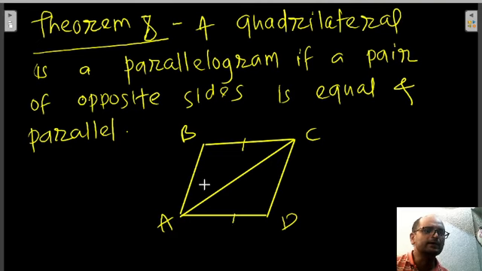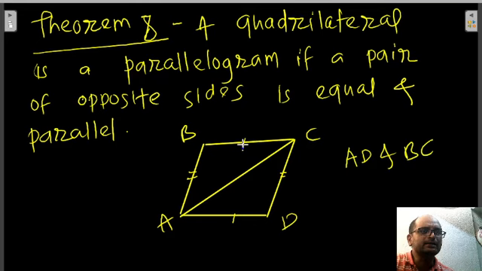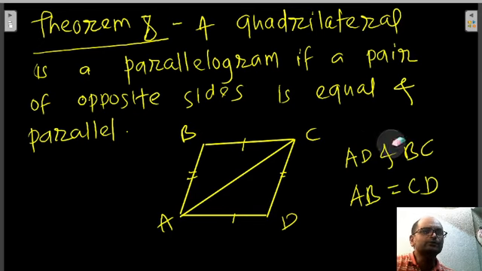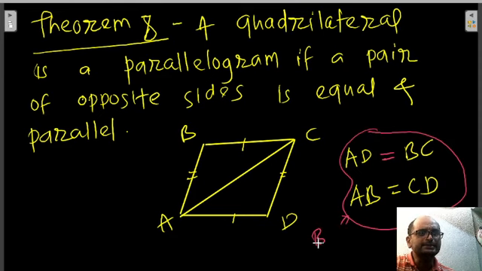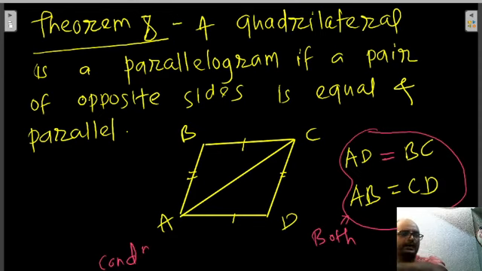This is one pair, right? This is the other pair. Both pairs should be equal, and then only we can call it a parallelogram. Okay, this is very important. In order to make a parallelogram, this side should also be equal. Two pairs means AD and BC is one pair, and also AB is equal to CD, right? Here also AD should be equal to BC. If both these conditions are satisfied, then it is a parallelogram.